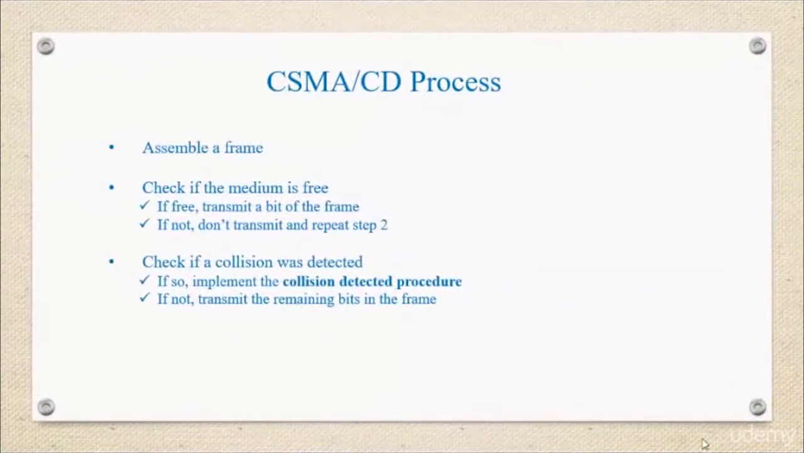The key to remember is that with CSMA/CD, only one computer can transmit data at a time. So let's talk about this collision, the CSMA/CD process. If a computer wants to use the Ethernet network using CSMA/CD, it's going to assemble a frame. It's going to listen to the Ethernet cable to see if the medium is free. If it's free, it transmits a bit. If it's not free, then it goes back and listens. And if a collision is detected, it implements something called a collision detection procedure.